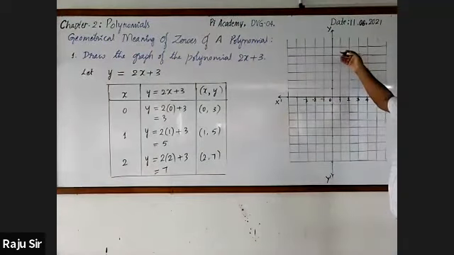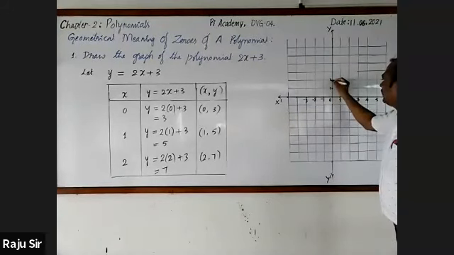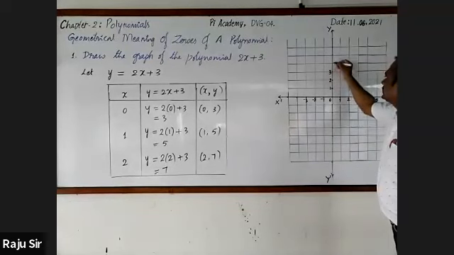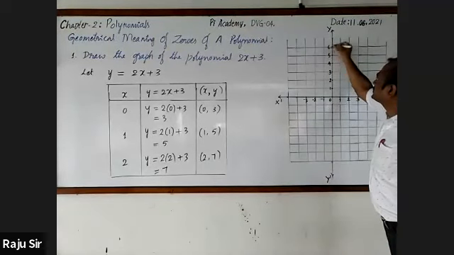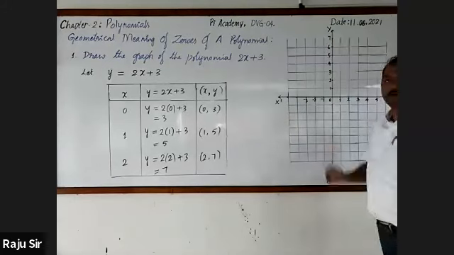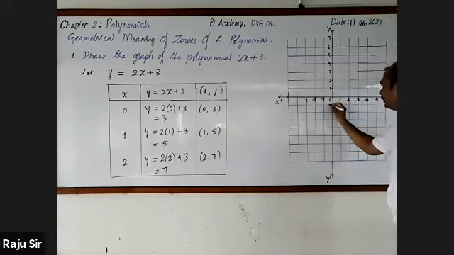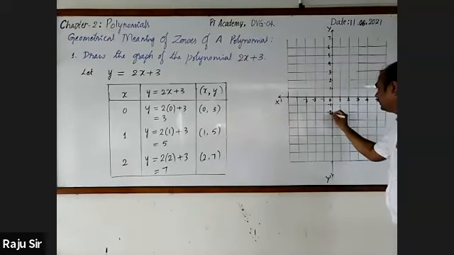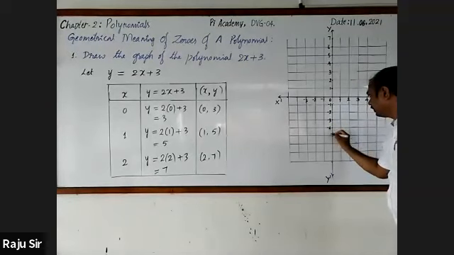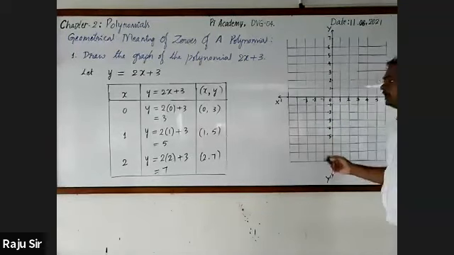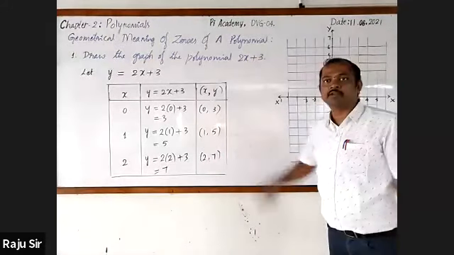Above 0 are positive. Right. Positive 1, positive 2, positive 3, positive 4, positive 5, positive 6 and positive 7. Below 0 are negative, right? Negative 1, negative 2, negative 3, negative 4, negative 5, and so on. Here, fortunately, we have only positive values.